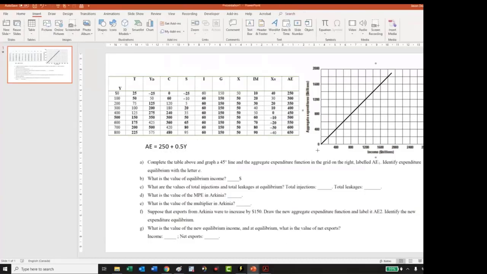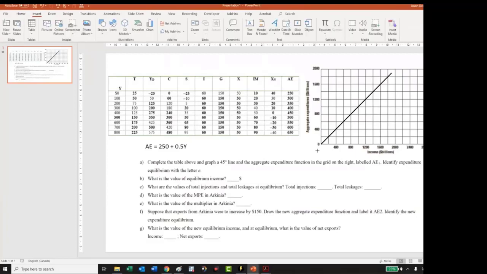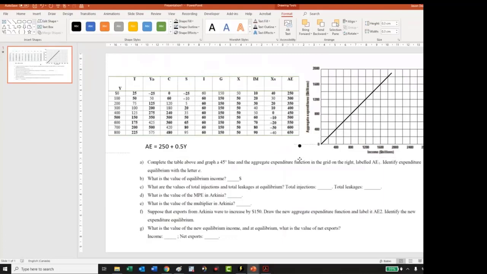So we just need to plot that. We're going to start at 250. So this is 200. So 250 is around right here. And then we need to have a slope of 0.5. An easier way to plot this is to just plot the information here, and then we don't need to figure out the actual numbers. So I'll just plot a couple points first. We know when income is 400, what is aggregate expenditures? Well, it's 450. So that's somewhere around there. I'm just going to make this a bit smaller, somewhere around there.